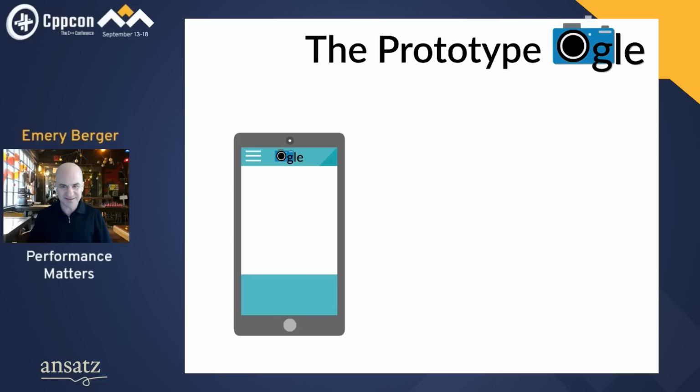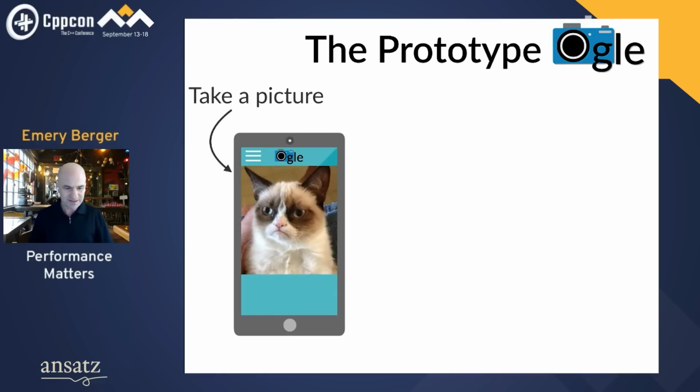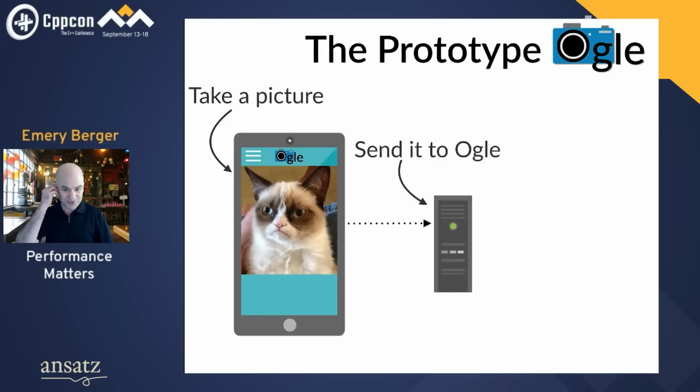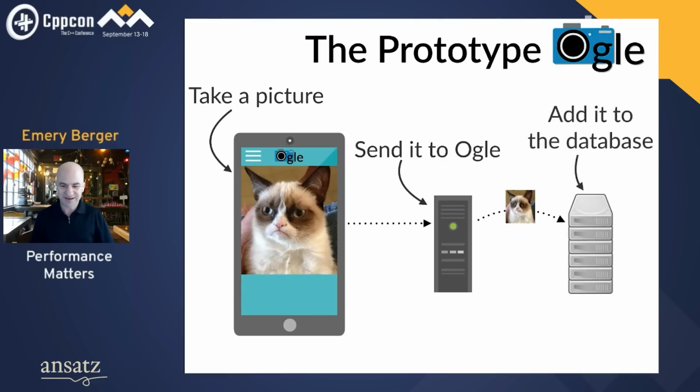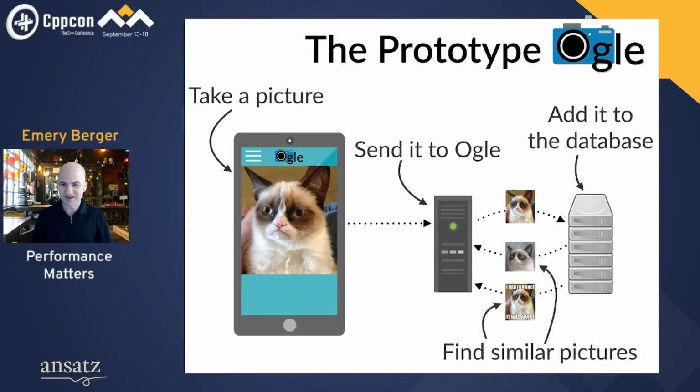And to get a little deeper into the software architecture of how Ogle is going to work, the way it works, like I said, you take a picture and then it's going to upload it to Ogle servers. Ogle servers will do something with the image. First, it's going to store it to a database so it can be used later. And then it's going to find similar pictures, right? It's going to find all of these memes and then send them back and make the Ogle user super happy.